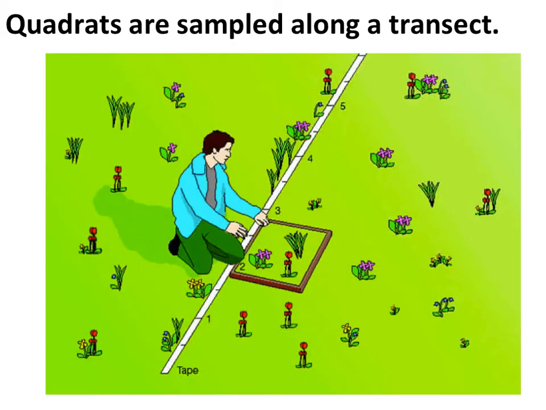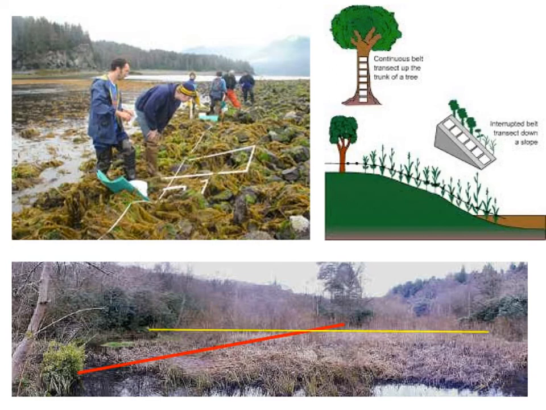Transect lines with sampling locations identified along the line are used to assess the change in biotic and abiotic factors along the gradient. In the upper right of this slide, we can see gradients of various types in the image. In the upper left, we can see people using quadrats along a transect line to assess the change in species, a biotic component, along the gradient. In the lower image, there are possible transect lines across the habitat that could be used to assess the change in species along the gradient.